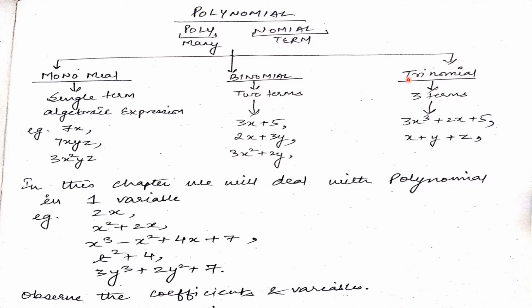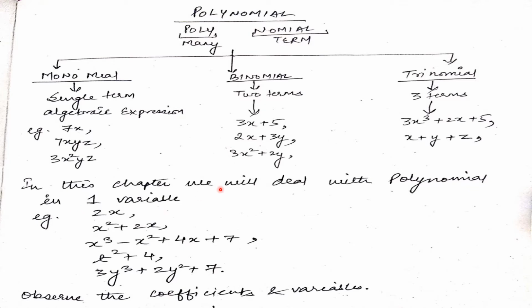Similarly, trinomial is an algebraic expression containing three terms. So you can see first term is 3x cube, second term 2x, third term 5. Second example, x plus y plus z. So we have seen trinomial. Similarly, you can have 4 terms, 5 terms, 6 terms, and infinite terms. So this greater set is known as polynomial, in which the first member is monomial, second members are binomials, trinomials, and so on. Okay. Now, in this chapter, we will deal with polynomials in one variable only.